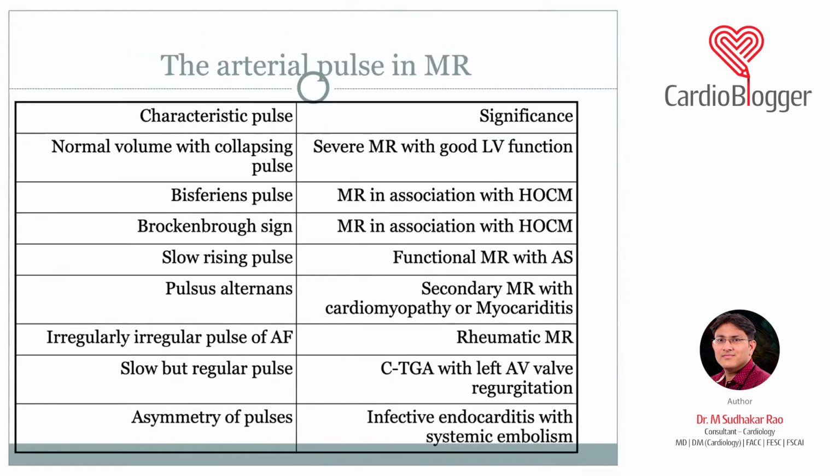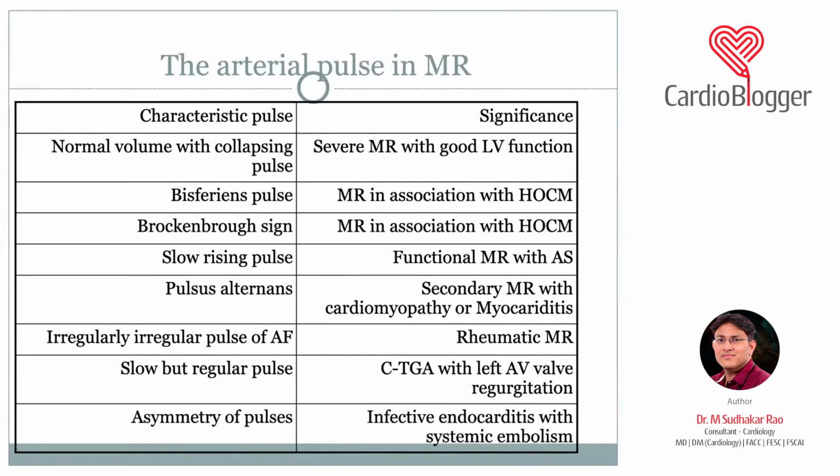Now, in mitral regurgitation also, we get a hyperkinetic pulse, but it is not a collapsing pulse. It is a normal volume but a jerky pulse. The volume is normal, the amplitude is high, but the pulse pressure is normal. It is also known as a mini collapsing pulse. I have written collapsing, but it is also known as mini collapsing pulse, which you can see in mitral regurgitation and also in ventricular septal defect.